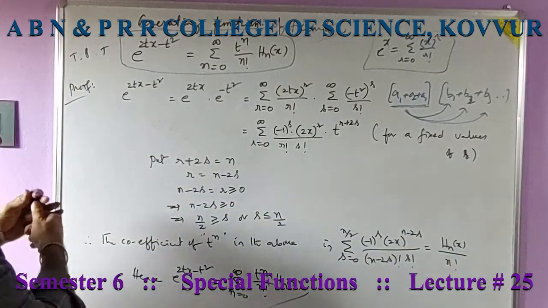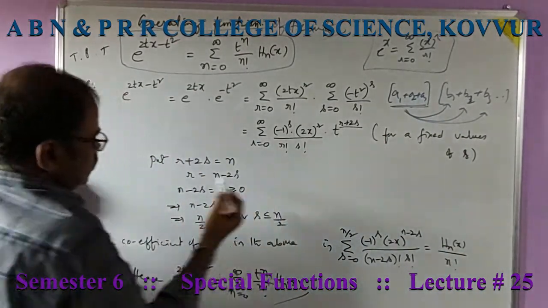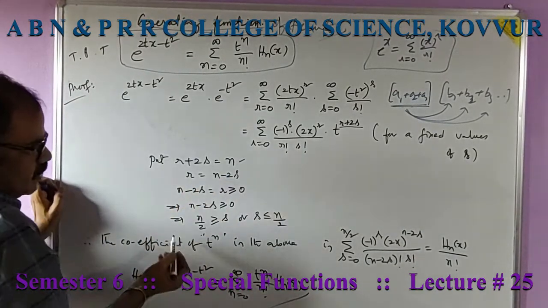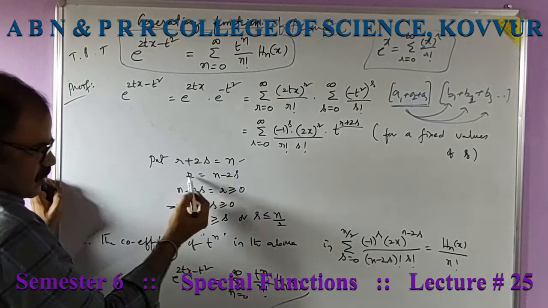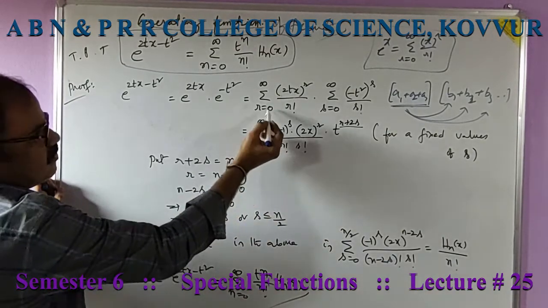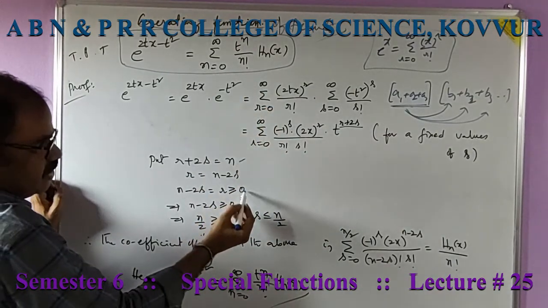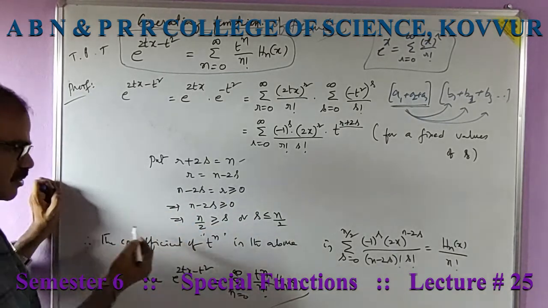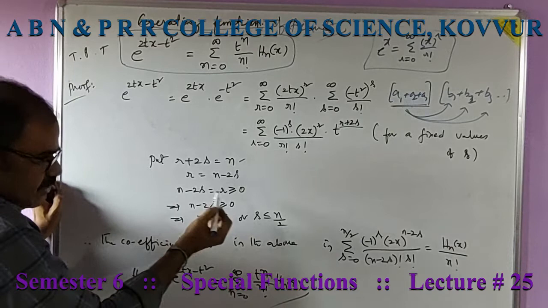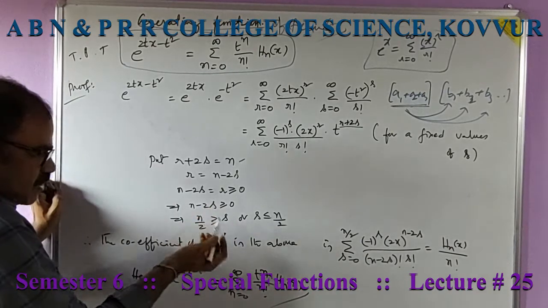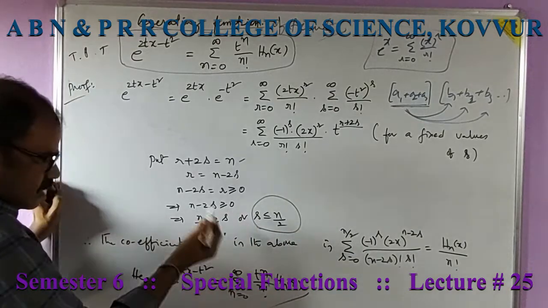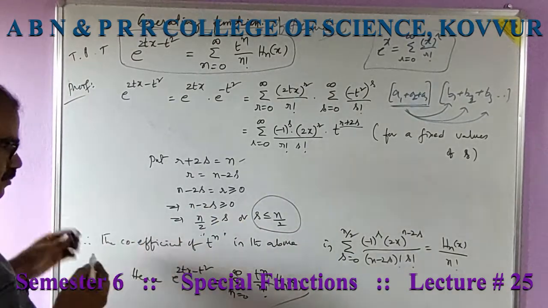Okay, here put r plus 2s equal to n, then r is equal to n minus 2s. What is r? r is from 0 to infinity, therefore r should be greater than or equal to 0. That means n minus 2s should be greater than or equal to 0. That is n is greater than or equal to 2s, n by 2 is greater than or equal to s, s is less than or equal to n by 2.